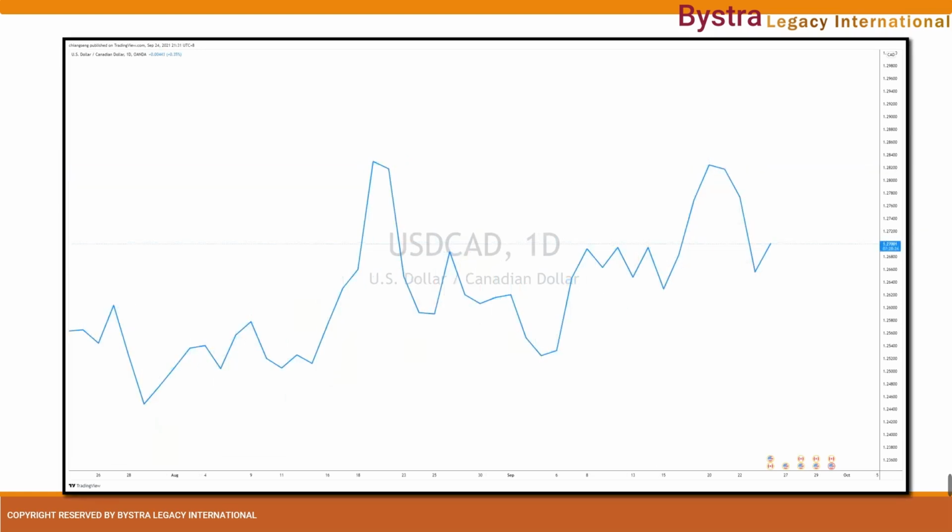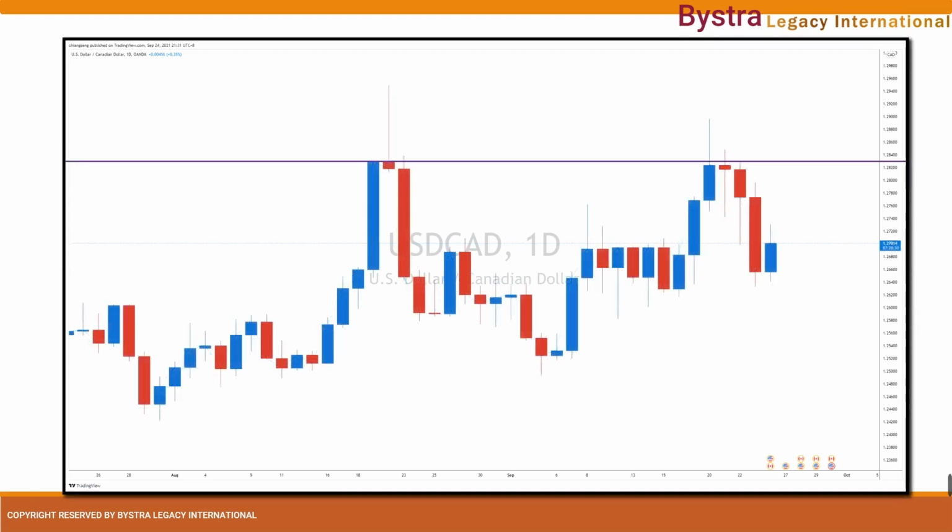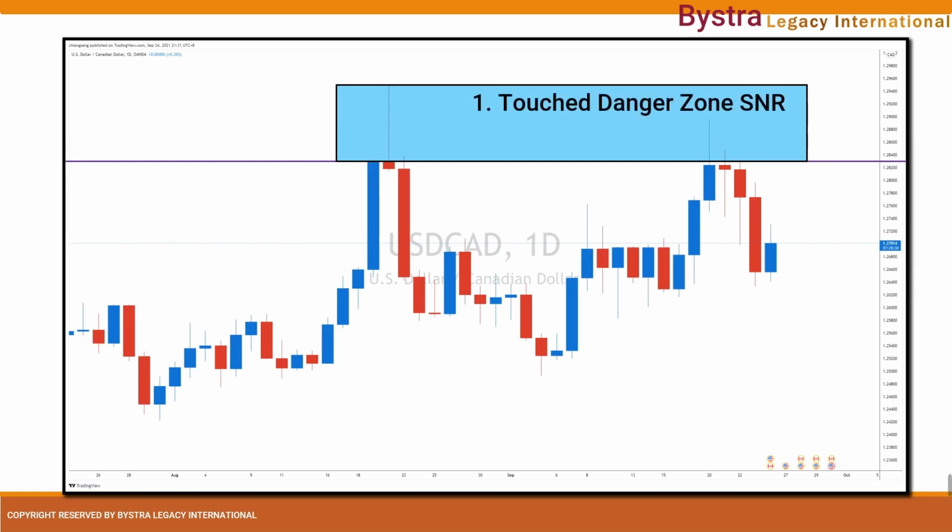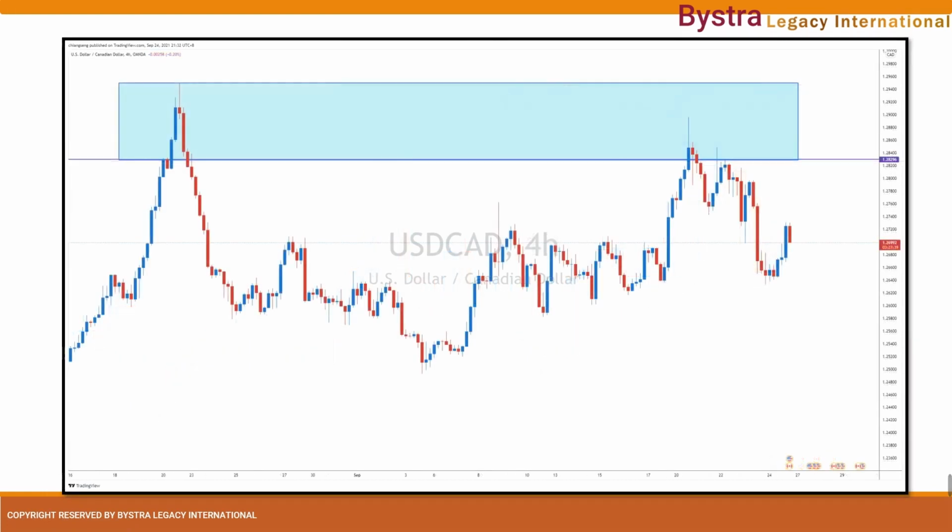So let's move on to the line chart. Mark our horizontal line. Next, we go back to the candlestick chart. We mark the zone. All of this basic you have learned in the previous video. Make sure you are familiar with this right now. So first of all, we have the confirmation that the price has touched the danger zone SNR, which is the daily resistance. Next, we go to the H4 time frame.